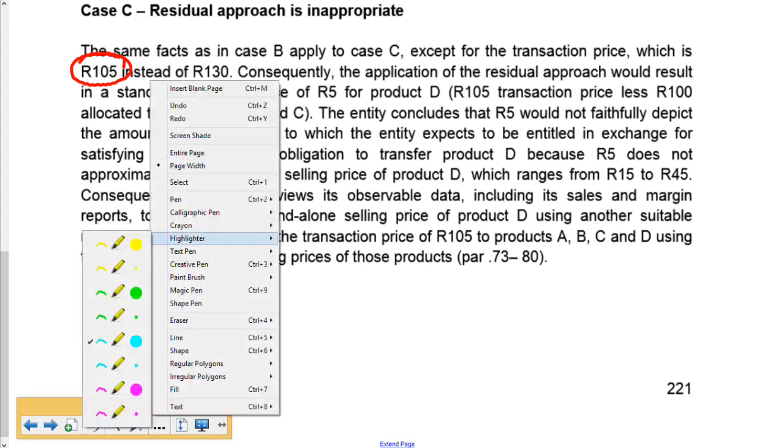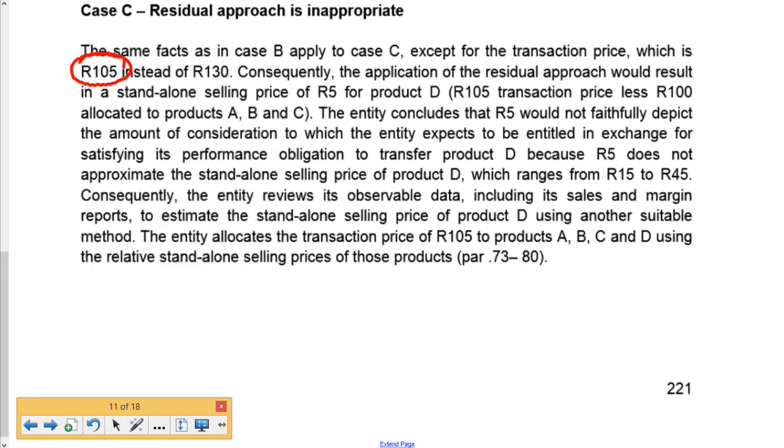They don't actually do a calculation. So they say here the entity would have to estimate the standalone selling price of D using a suitable method, and then they would allocate based on those prices. Okay, so allocation of price. The most common is using market prices of individual items, because if you have been able to identify them individually, it's probably because you do sell them individually, isn't it? And if there is a discount on top of that, we would just apportion the discount. You saw that calculation. All right.